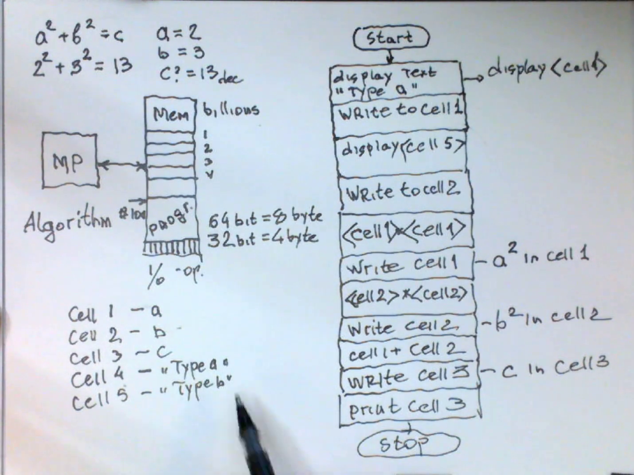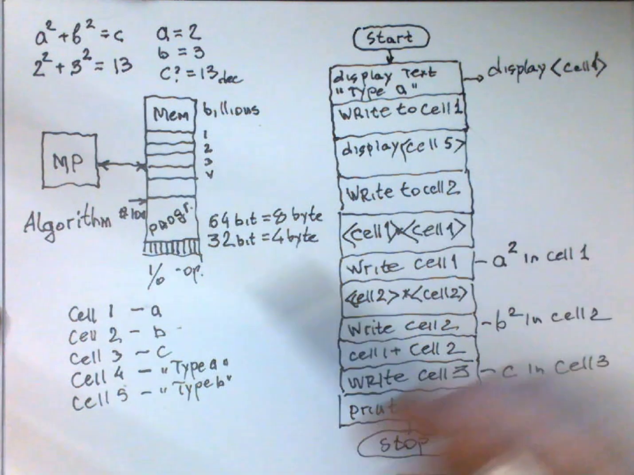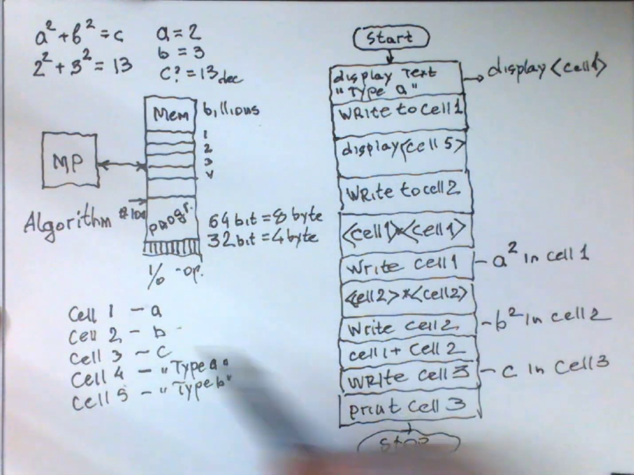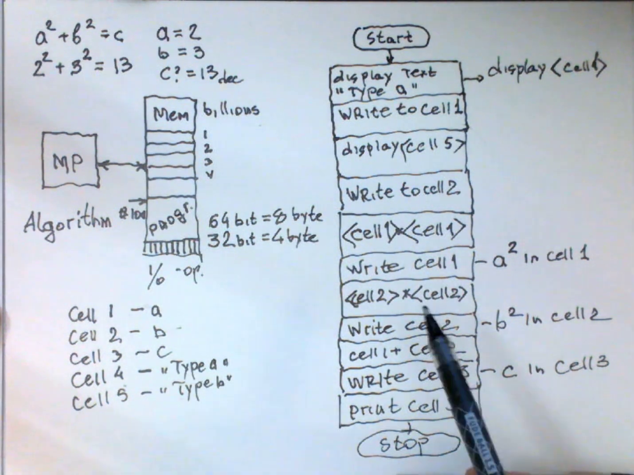Actually, the text could be a little better, like type the value of variable B. Then we need to write the value that the user indicated to cell number 2. Cell number 2 is the cell dedicated to B. Now we filled up cell A and cell B. Now we need to calculate.